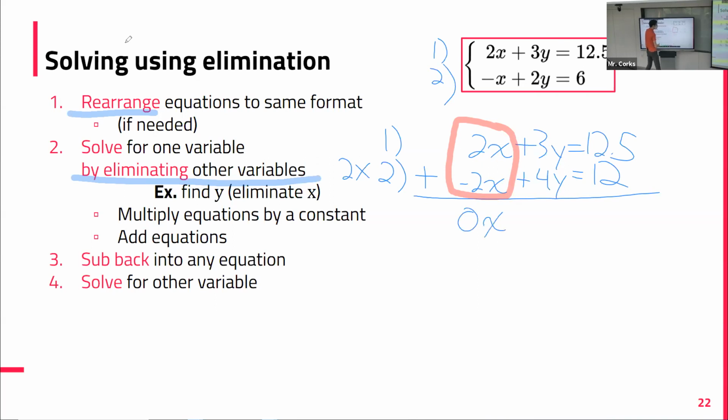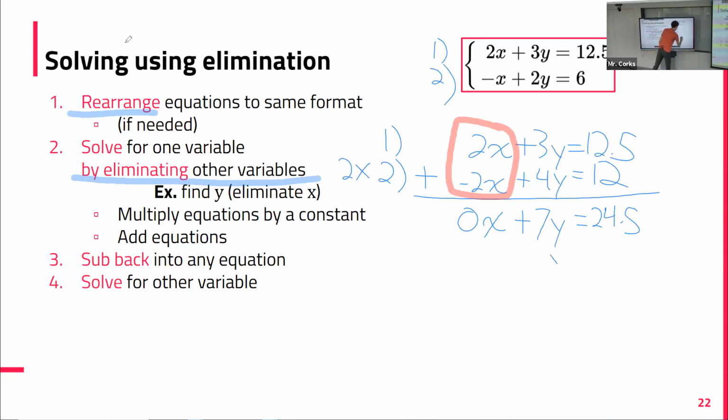So if we just do this addition here, we don't need to write this step out, but I'll just do it for thoroughness here. 0x, okay, that's what we wanted. It's good to confirm though that it does actually happen. Okay, so 7y here. So 3y plus 4y, 7y. And our right side, 12.5 plus 12, 24.5. That's the thing that we just had with the substitution one.